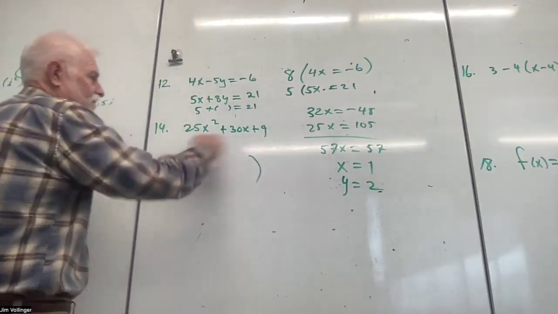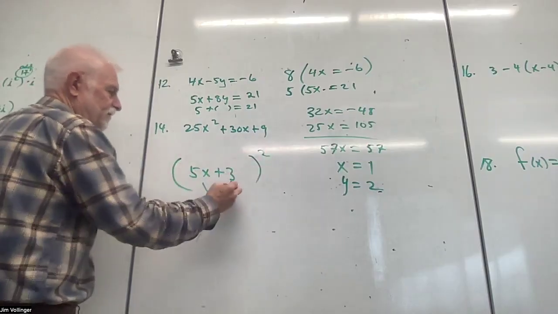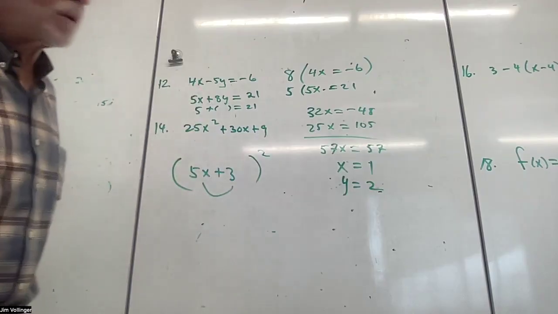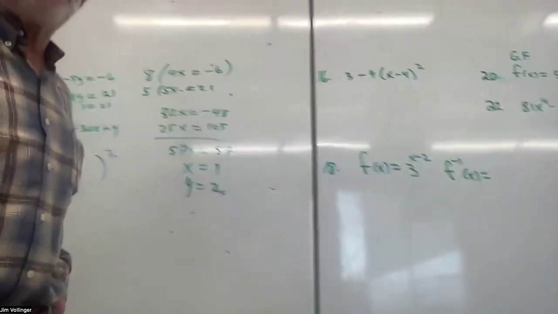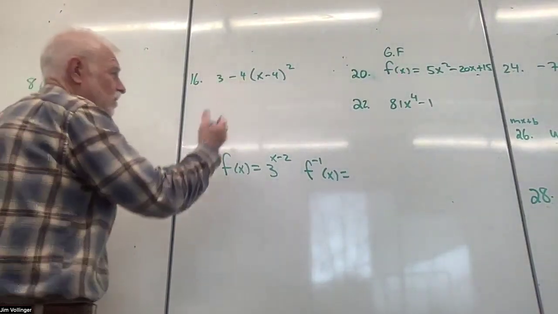I see a binomial square. I see 5x plus 3. Yep, that's 15. Doubled is 30. That was just a recognition problem. You pause the video before each of these problems, I hope. All right, so we're just going to write our answer here.